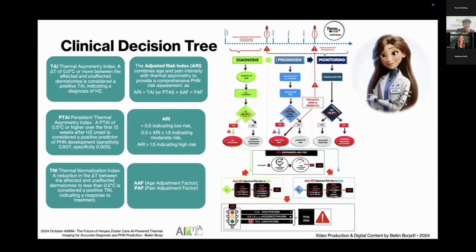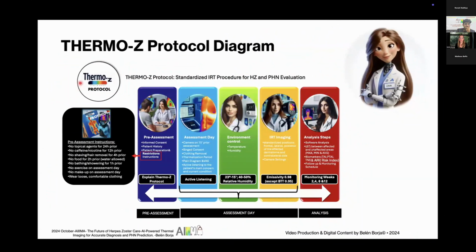Below 0.5, green light, smooth sailing. 0.5 to 1.5, yellow light, proceed with caution. Above 1.5, red light flashing, bring out the big guns. And now, let me show you exactly how to put all this into practice with our Thermology protocol. Prepare to be captivated by the symphonic brilliance that is the Thermology protocol, your thermal roadmap to conquering herpes zoster, HZ, and post-herpetic neuralgia.